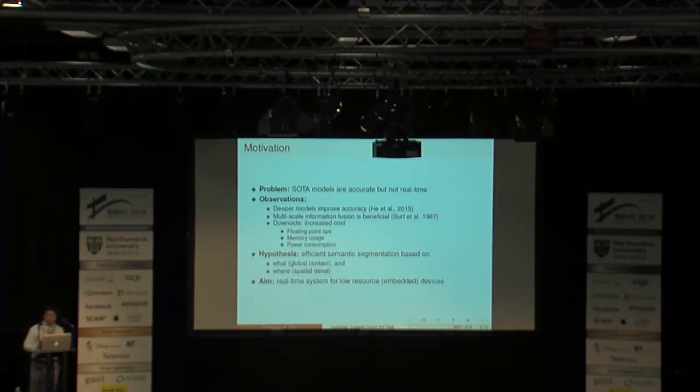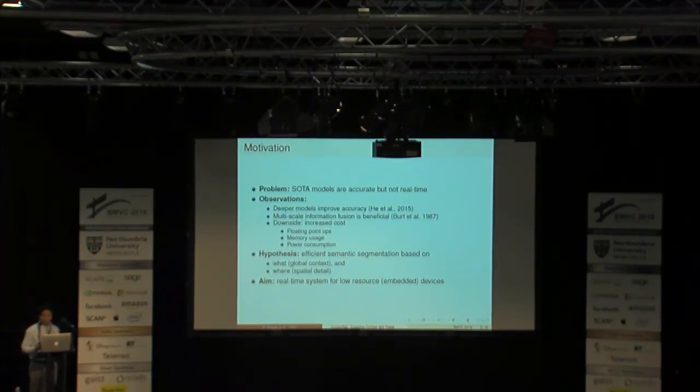But the bad news is that it takes more than 1 second just to segment 1,000 by 2,000 pixel images, which is roughly 2 megapixel images. So accuracy is really good, that is good. But the bad news is they are really slow, 1 frame per second. It's not good for the autonomous system.